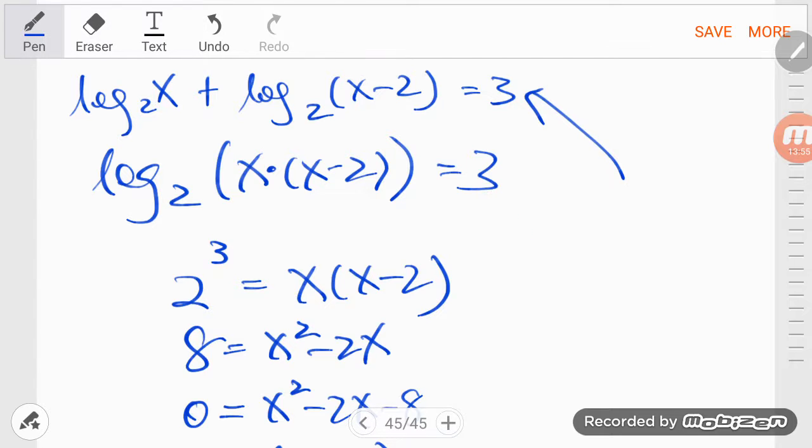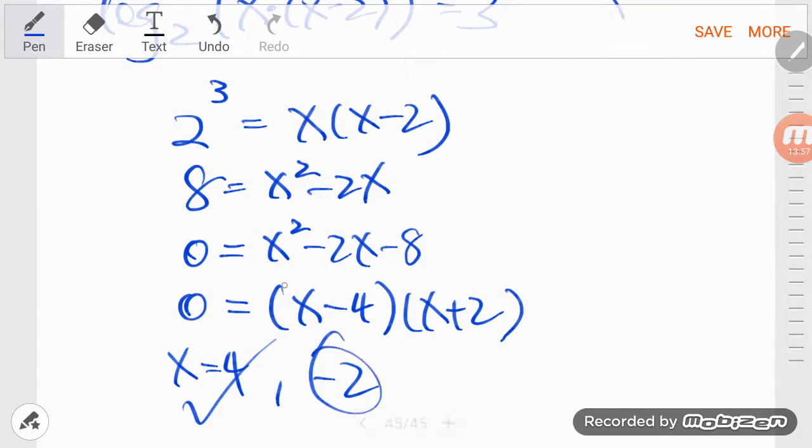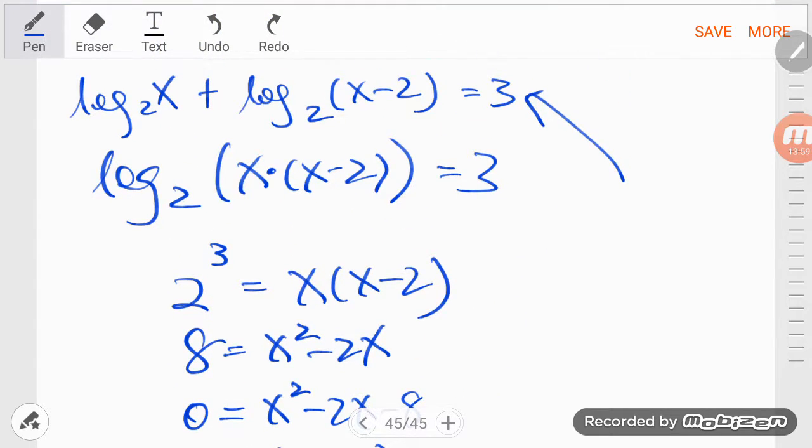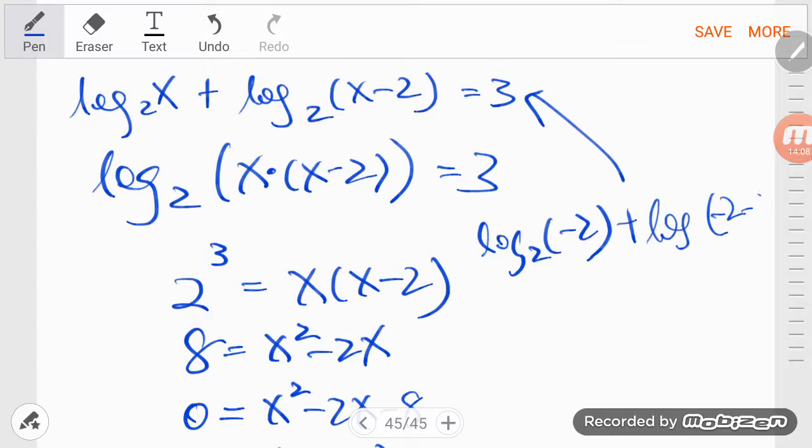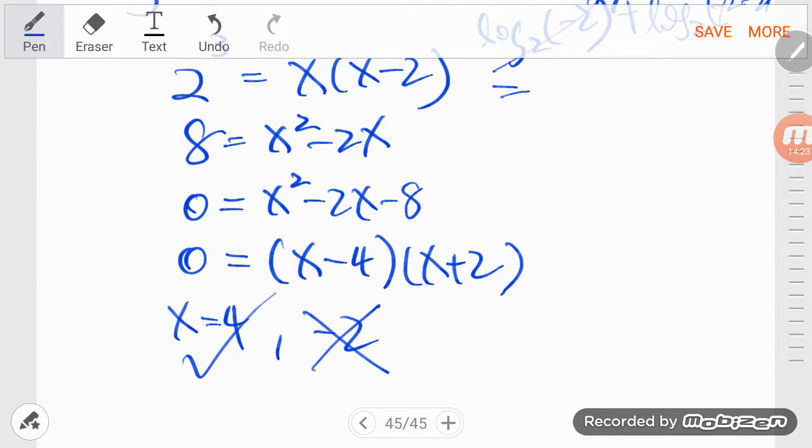If my x is equal to -2, let me put it in. I will have log base 2 of -2 plus log base 2 of -2 minus 2. Now I'm not even going to try to solve this because that's automatically undefined. My domain cannot be negative, right? This is also negative. So obviously I need to cross that out. Make sure you cross this out, okay?